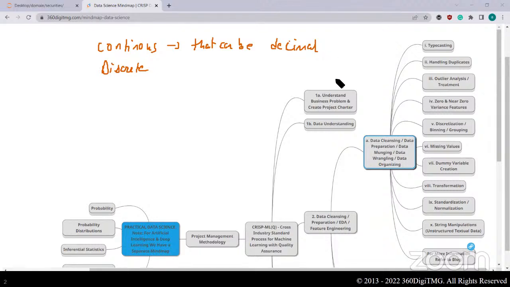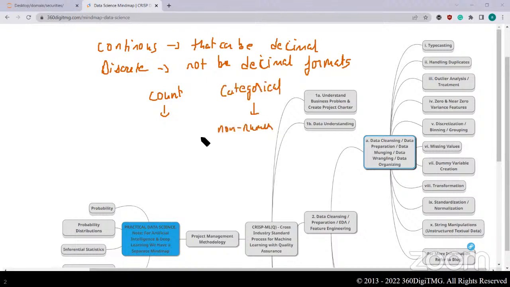And then discrete is where values cannot be in decimal format. That means these values cannot be represented in decimal formats. And in discrete, we have count. Count is basically counting, for example, the number of students in a class. And categorical. Categorical is non-numeric data. So this is continuous and discrete.